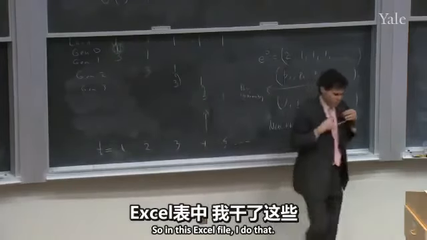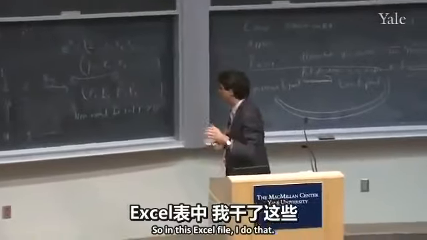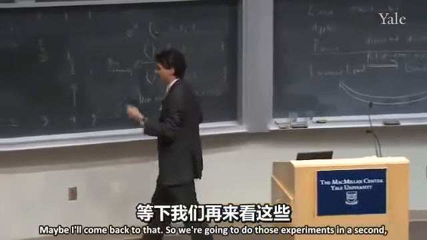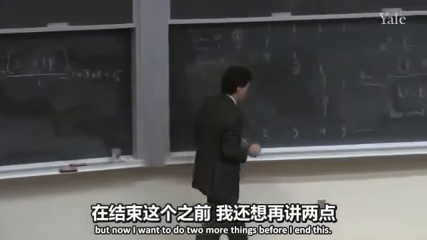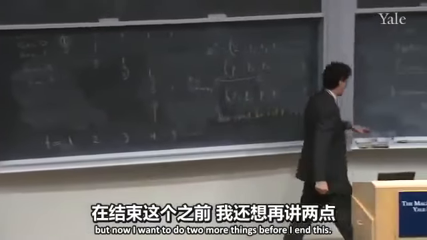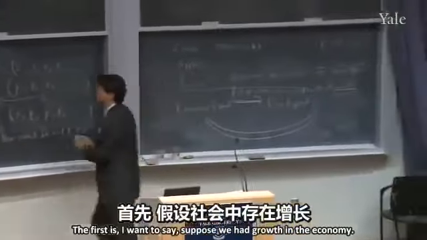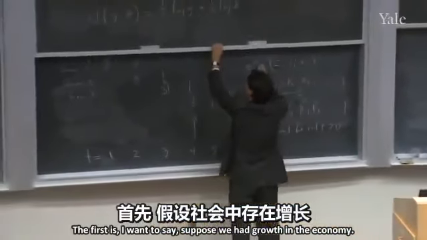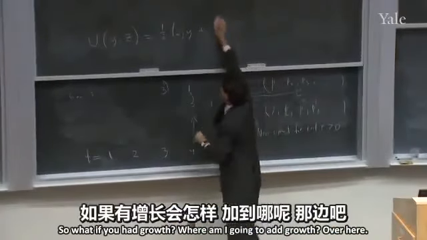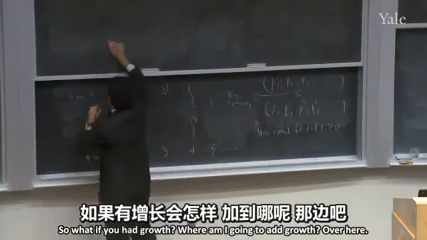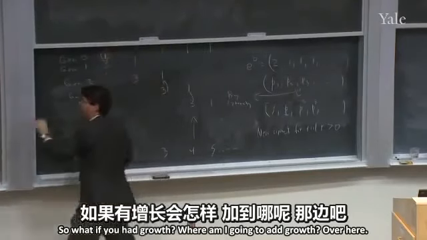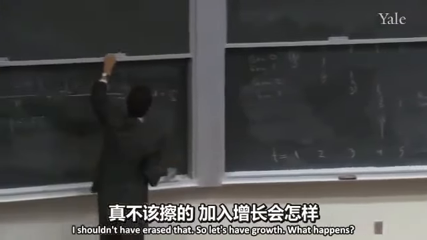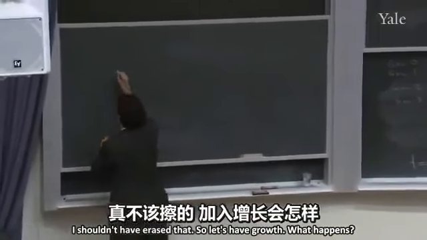Okay, so in this Excel file, I do that. Maybe I'll come back to that. So we're going to do those experiments in a second. But now I want to do two more things before I end this. The first is, I want to say, suppose we had growth in the economy. So what if you had growth? Where am I going to add growth? Over here. I shouldn't have erased that. So let's have growth.